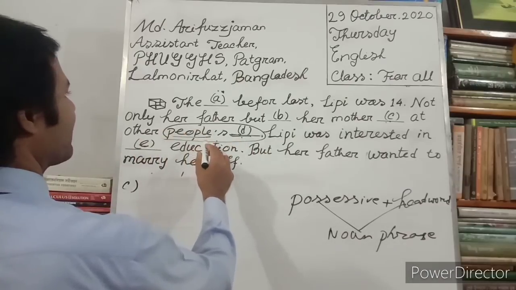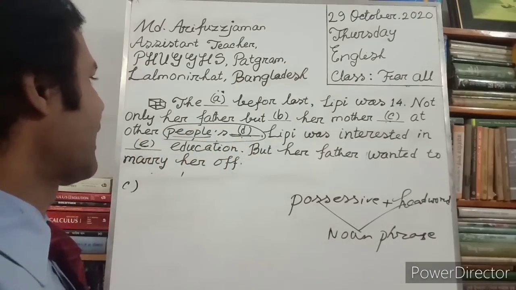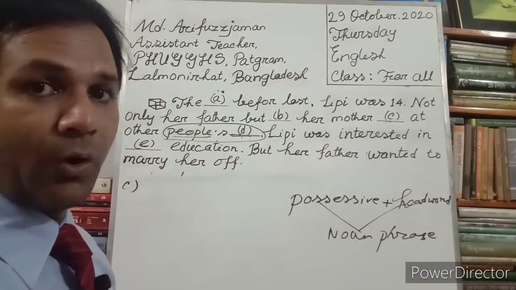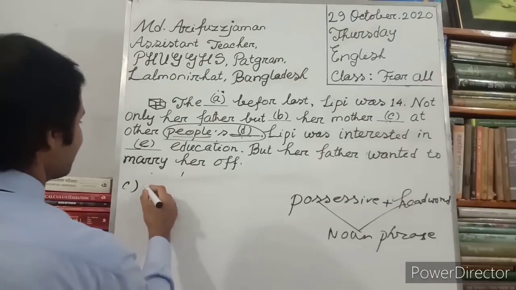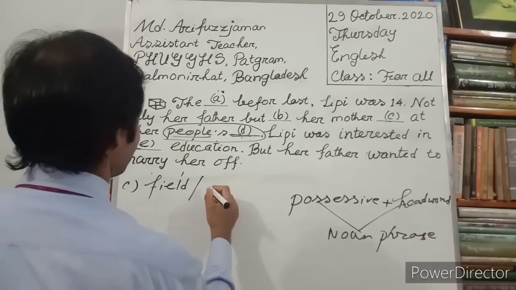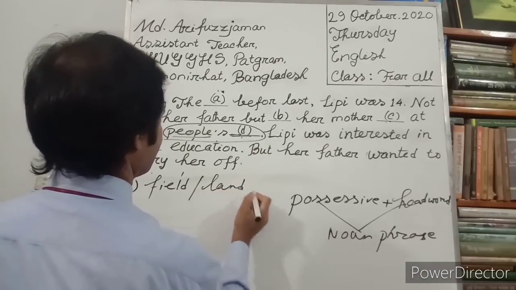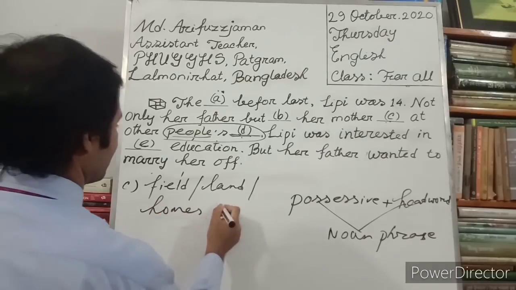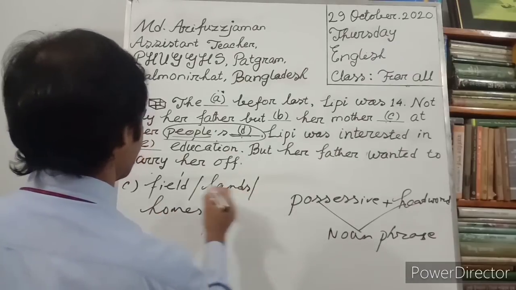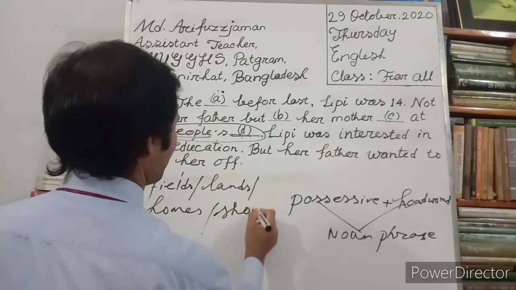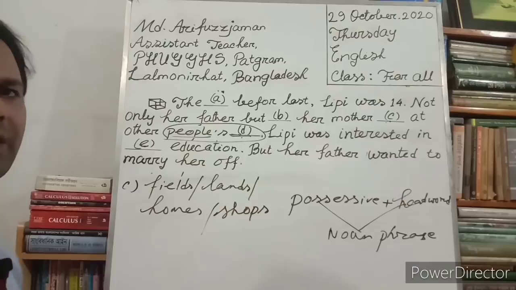At other people's, imagine her father and her mother work at other people's where? We can write other people's field. We can write other people's land. We can write other people's homes. This should be plural. We can also write other people's shops or restaurants or hotels and so on.